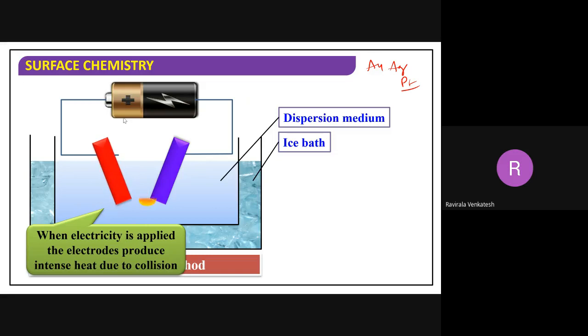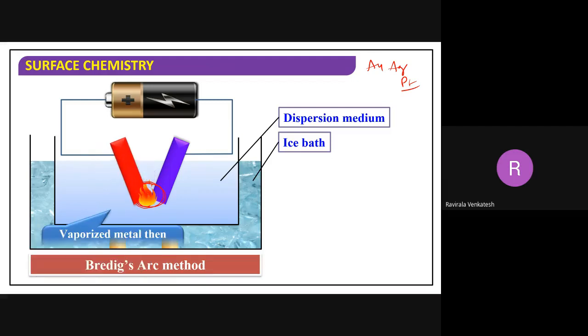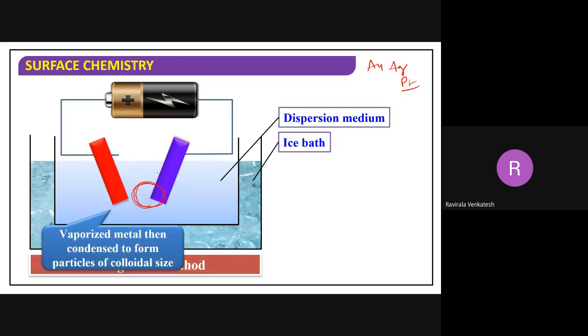Now, these two are meeting with each other. When they come into contact, a spark is generated. This spark melts the electrodes here. Because of the intense heat liberated by this flame, it leads to vaporization of this metal, and that will condense to form particles of colloidal size.